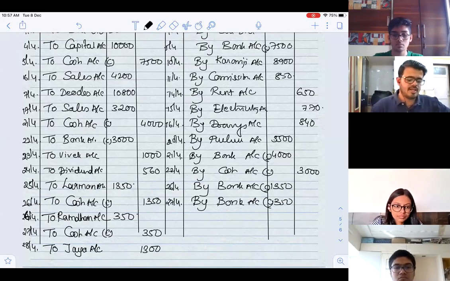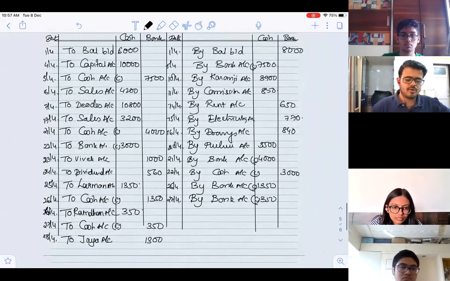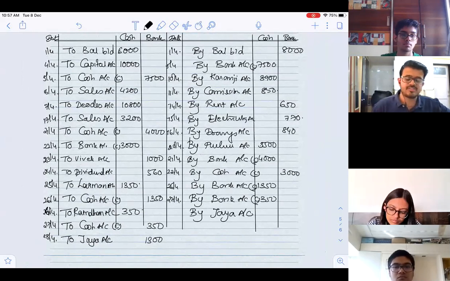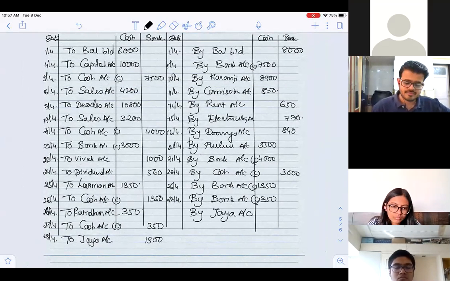Check received from Jaya dishonored. So what will its entry be? The opposite side. By party's name, Jaya. Reverse the discount, no discount, same column. Which column? Bank, because the check was already deposited. All of you got that? So by Jaya, bank column, since the check was deposited.